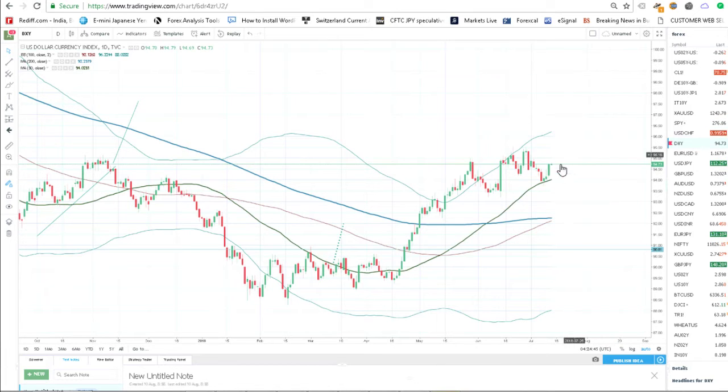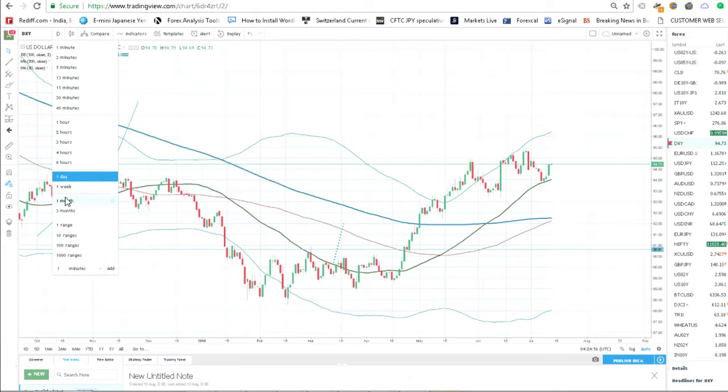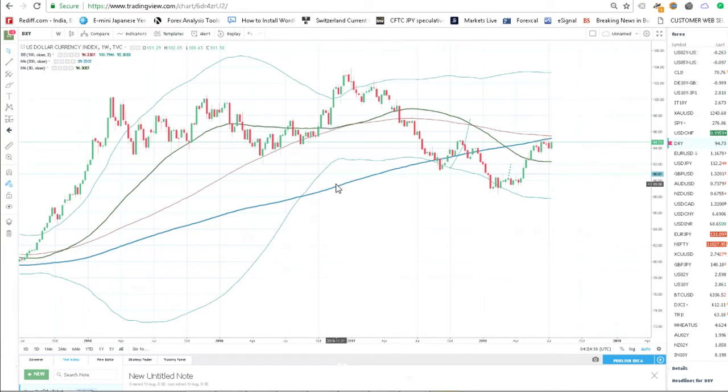So very little resistance here on the daily chart. There's a minor bit of cluster here, but that should be cleared up very quickly now. This is a daily chart. On the weekly chart, we see a slightly different scenario. We see this blue line, which is the 200 weekly moving average. That's been going higher. This is suggesting the long-term trend in the dollar is higher.